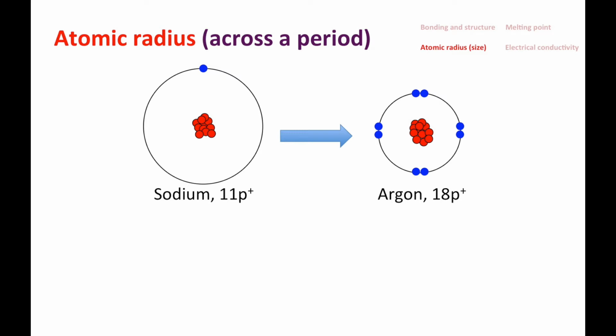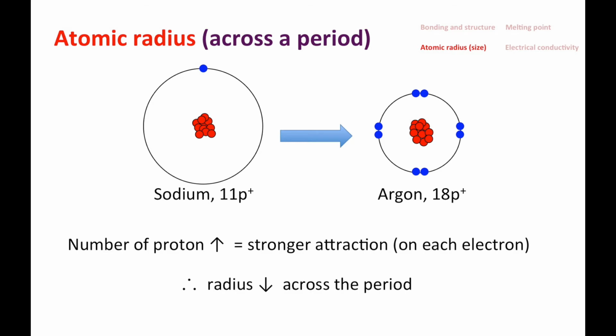For sodium, each outermost shell electron is attracted by 11 protons, while for argon, each outermost shell electron is attracted by 18 protons. So, with our previous page, we can conclude that argon experiences larger attraction from the nucleus on the outermost shell electrons because it has more protons. So the radius decreases across the period.